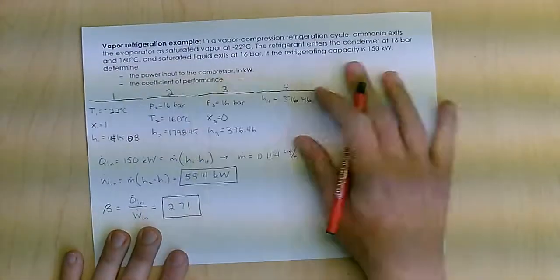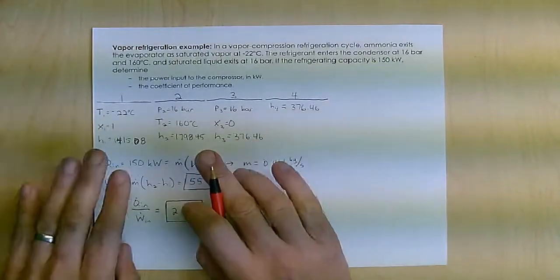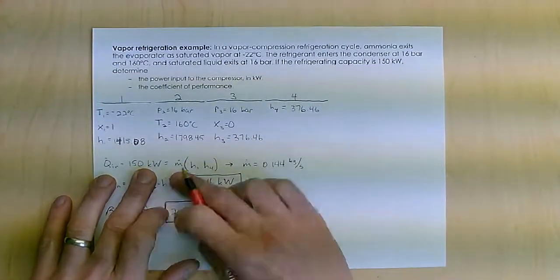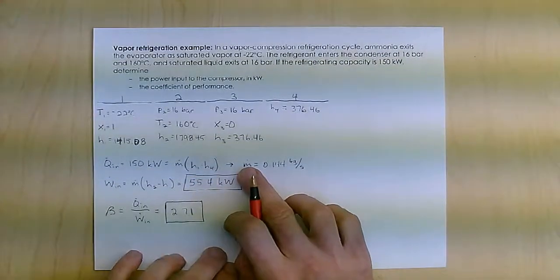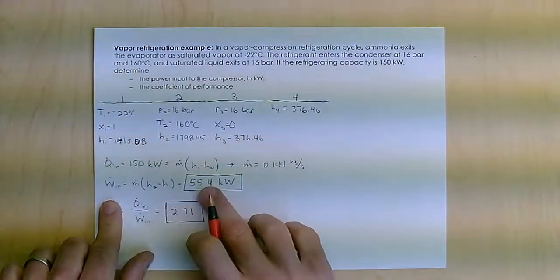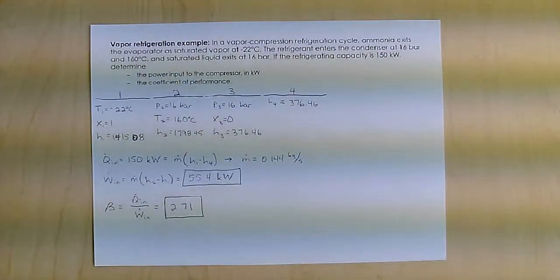So again, as with every problem, go through and set your states. Once you have your states, figure out your mass. Here I do that knowing Q in and knowing my H's, I can find mass. Then I can find the work to the compressor, and then I can find the coefficient of performance.